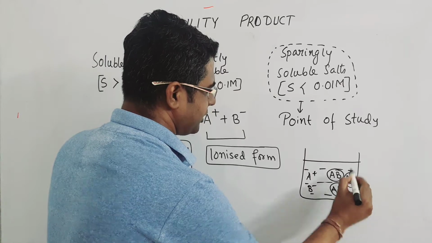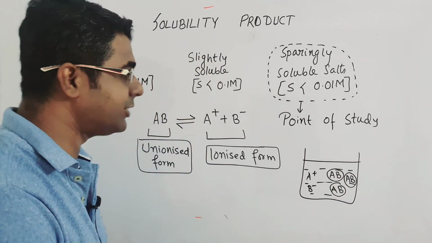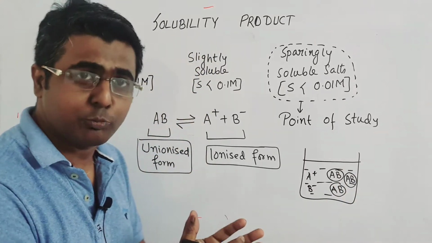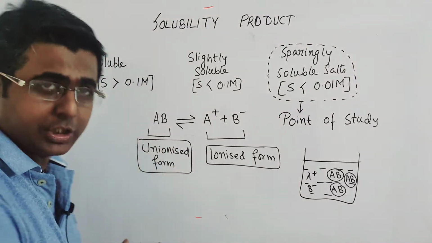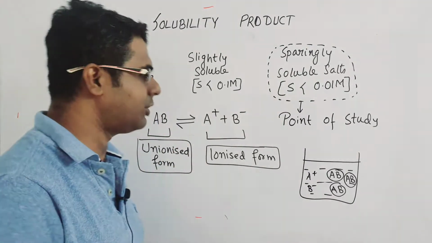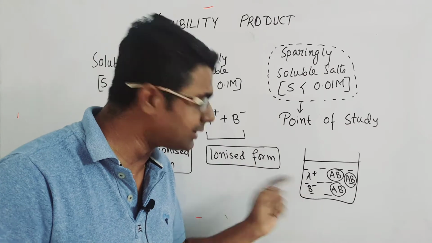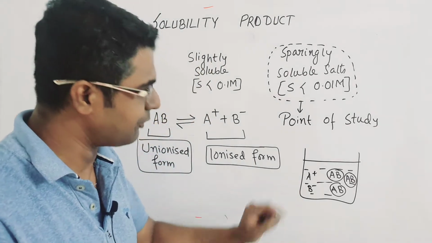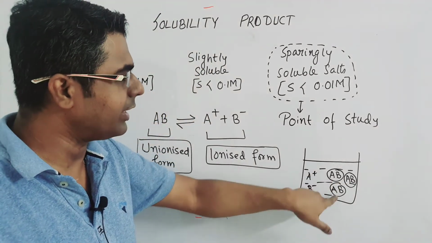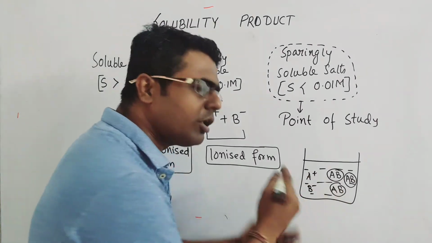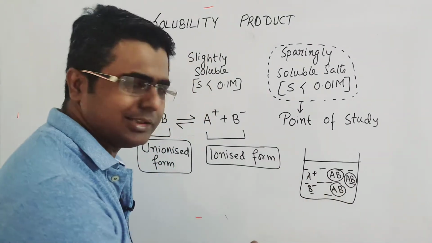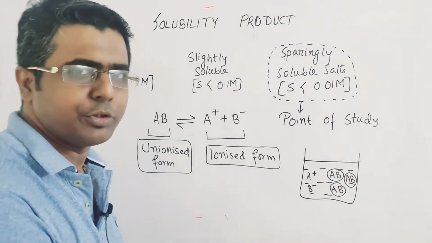We are talking about a sparingly soluble salt. In case of sparingly soluble salt, most of them will remain as molecules, right? Very less amount of them will ionize and remain as ions. So these are the ions and these are molecules. So these are not going to generally form ions. Very few of them will produce ions.